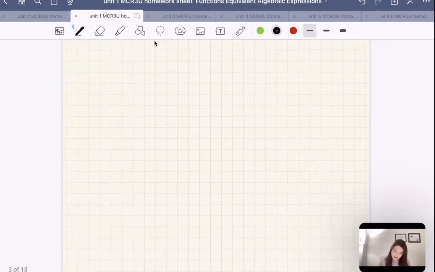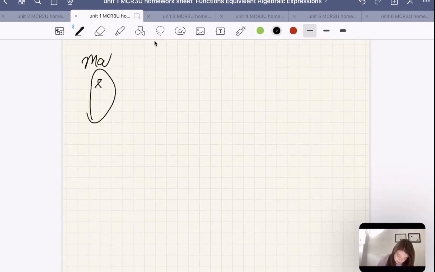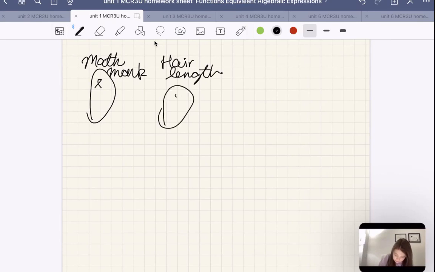Or let's say we have math mark and hair length. Well, again, this is also not a function because two people could have the same math mark. I could input the math mark 93% into my computer and output two different hair lengths, right? It's not that only people with this hair length have this math mark. Two people could have the same math mark, so same input, but have two different lengths of hair.